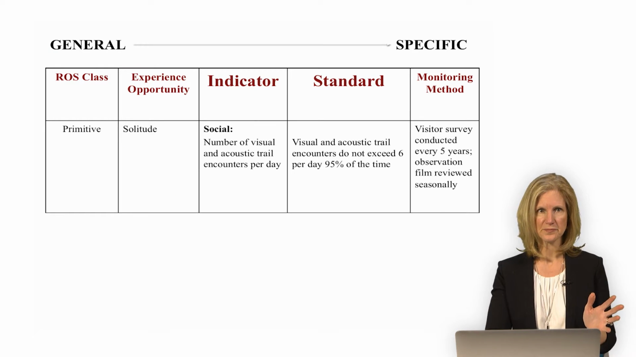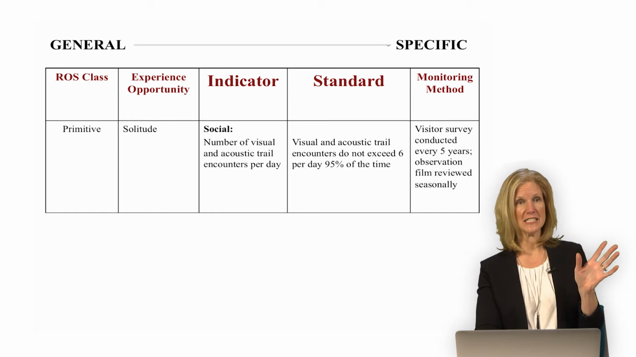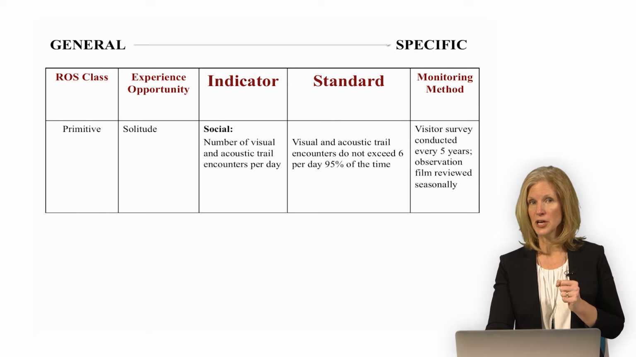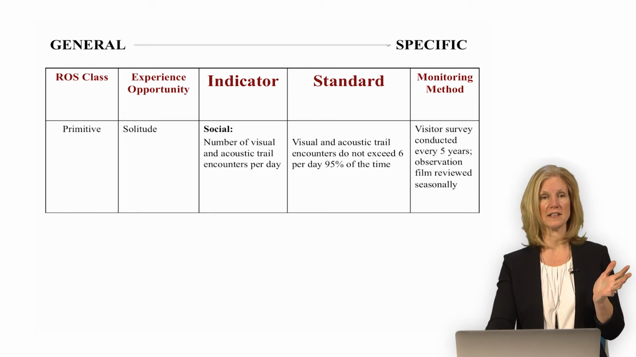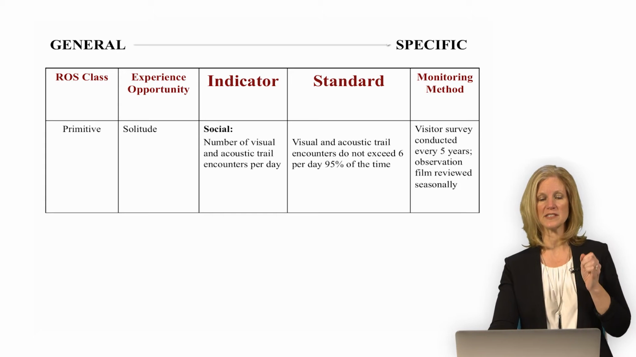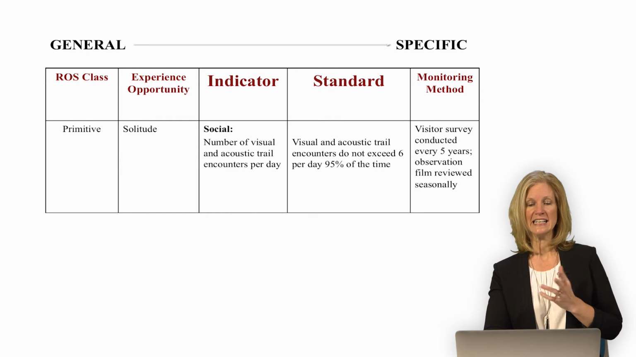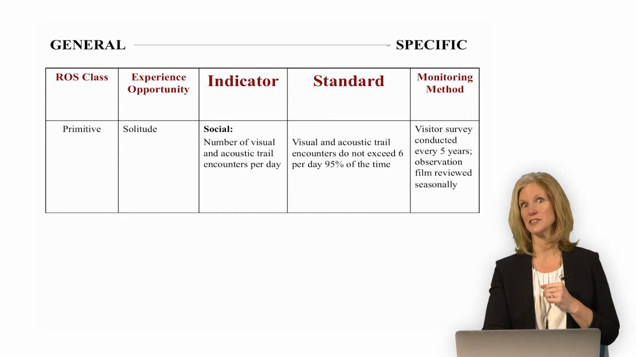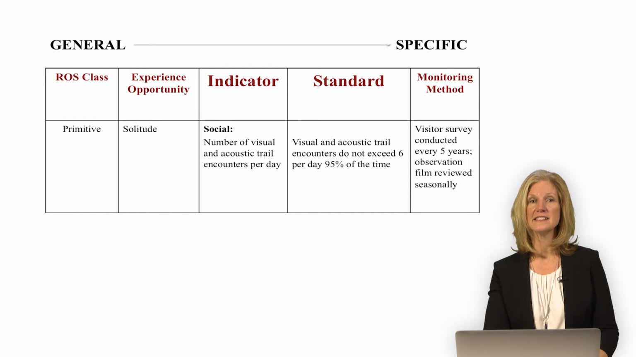For example, if you were managing a primitive ROS class where the desired experience included solitude, you could monitor the solitude experience by creating and monitoring social, physical, and managerial standards. In this example, you might decide to monitor the number of trail encounters per day as a good social indicator of solitude in this ROS class. The standard, or minimally acceptable condition you would seek, is that these trail encounters do not exceed 6 parties per day 95% of the time.